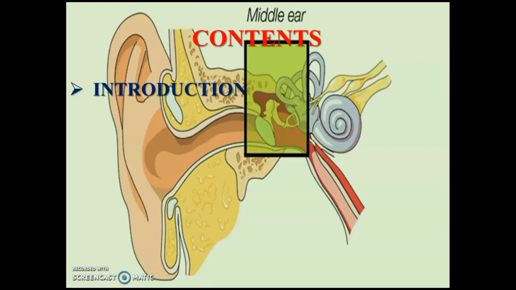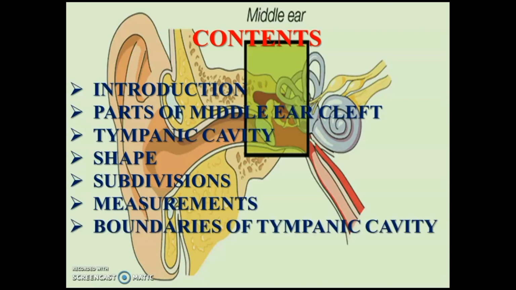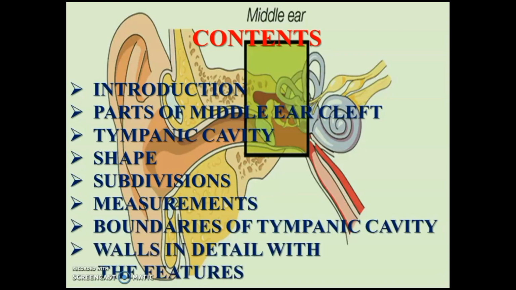We are going to discuss the middle ear in detail under the following headings. First, what the middle ear is, then the parts of the middle ear cleft, then the tympanic cavity, its shape and subdivisions, then the measurements and boundaries of the tympanic cavity, and each wall of the boundary in detail with its features.